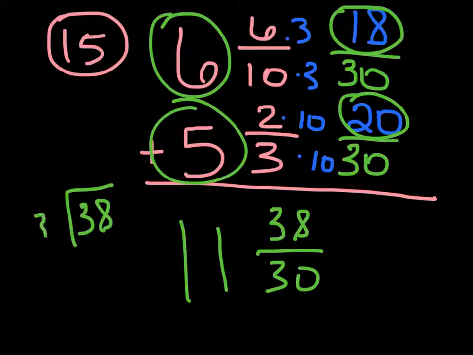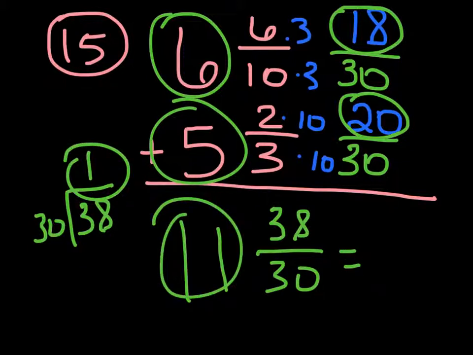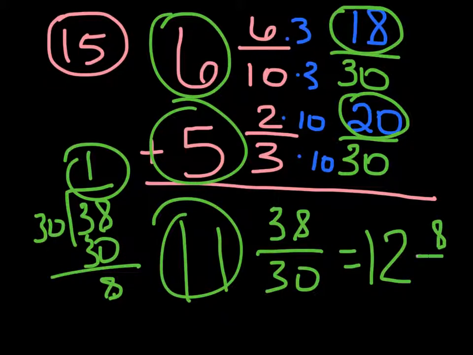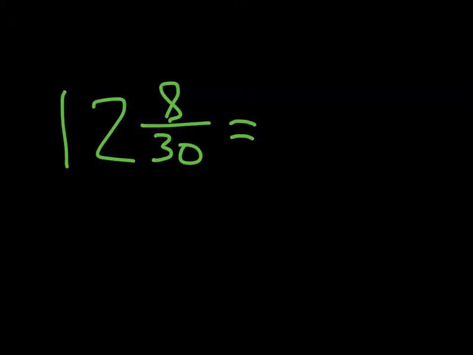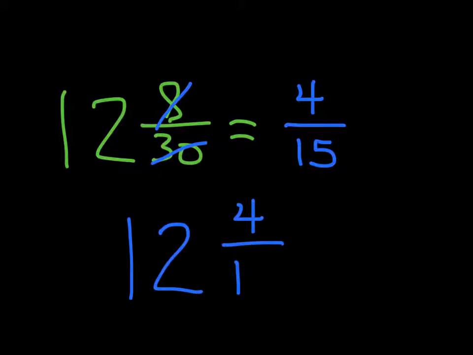That's an improper, so let's change it to a mixed. Should give you the 1 plus the 11 gives you 12. And then your numerator is 8. And your denominator is 30. Now those are both even, so you can simplify that. We can divide them by 2, so you have 8 divided by 2 gives me 4. 30 divided by 2 gives me 15. So then my final answer would be 12 and 4 over 15.